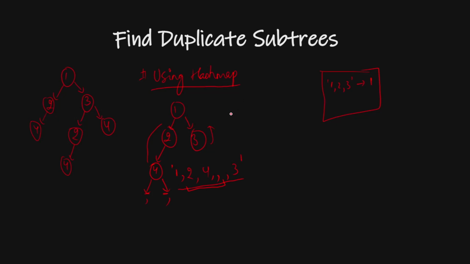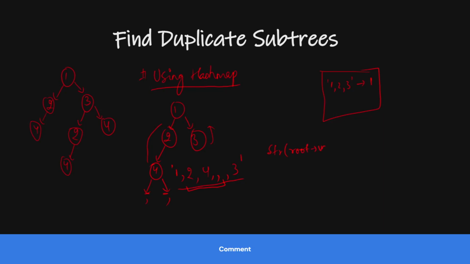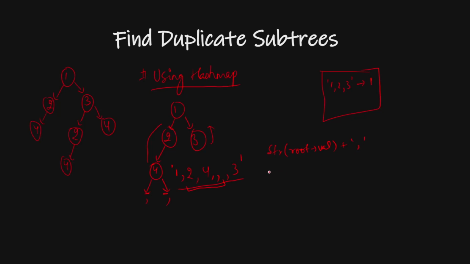I hope it makes sense. So what I am doing is making my string from the root value, then adding a comma so that I can identify it, and then I will again call my serial function with the root's left, plus the serial of the root's right. So this is what will happen.